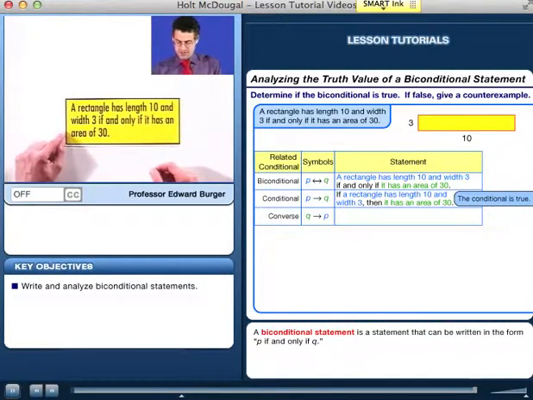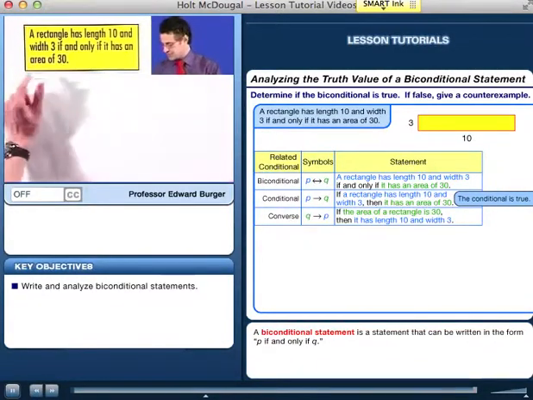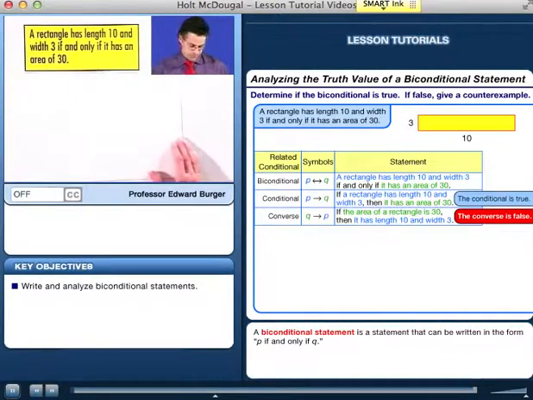Let's take a look at the other direction. If a rectangle has area 30, then it has length 10 and width 3. Now, is that true? Well, it turns out that is not a true statement, and to show you that, all I have to do is produce a counterexample where it's false.